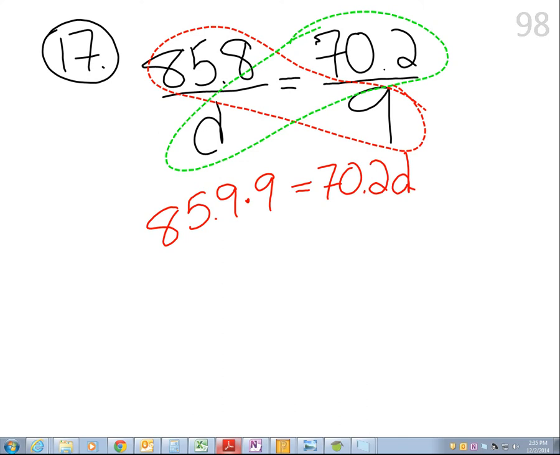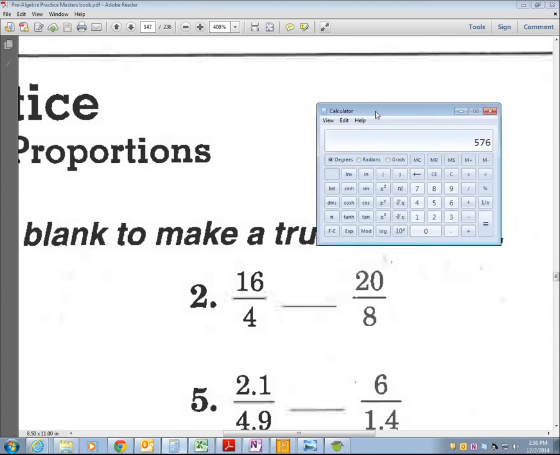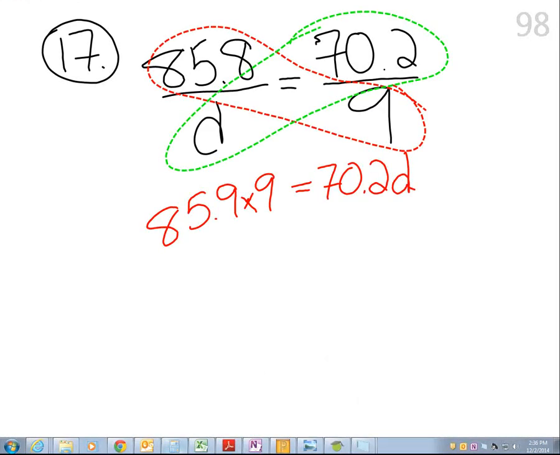85.8 times 9, I'm going to make that an X. Since you are allowed to use your calculators tonight, okay, 85.8 times 9 equals 772.2.